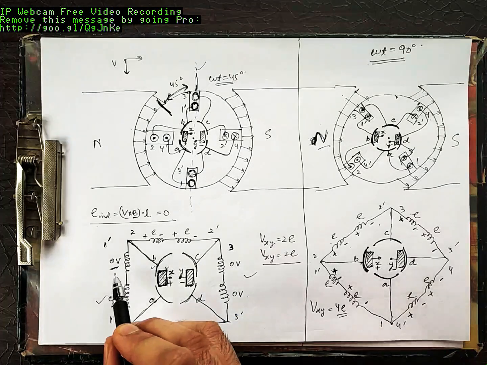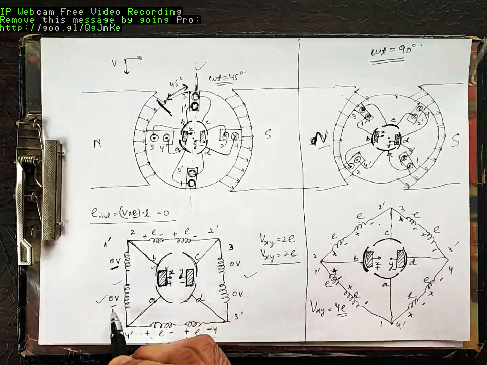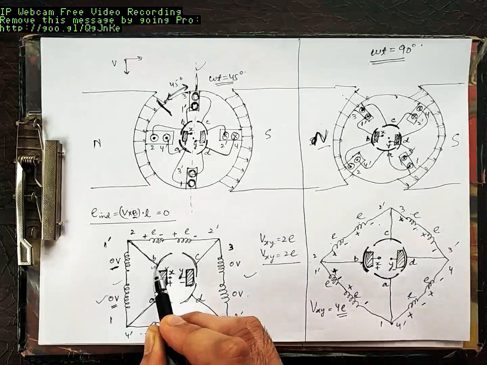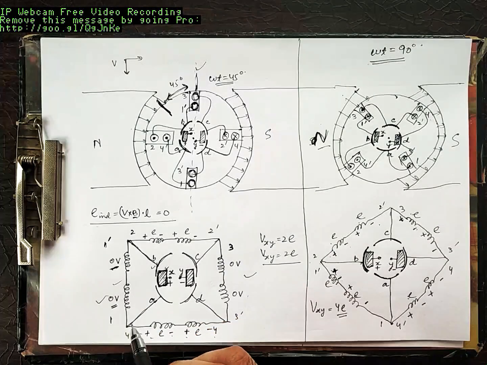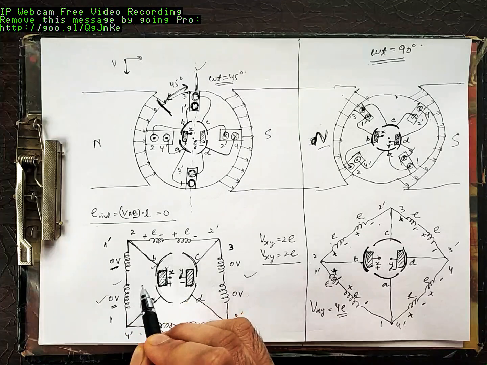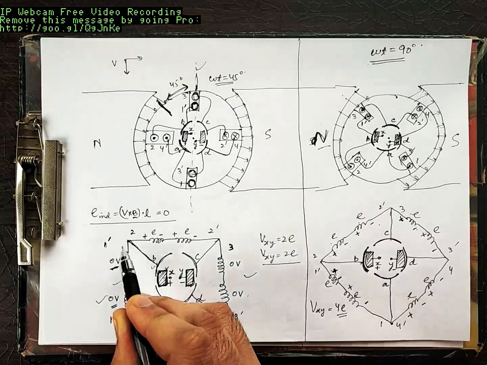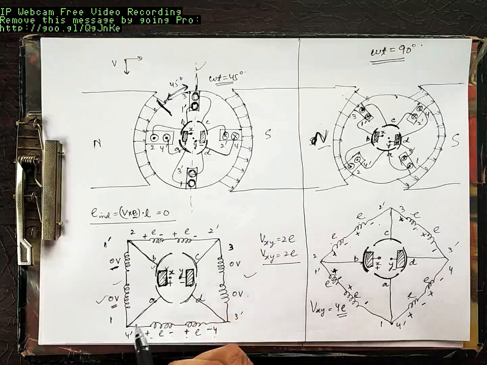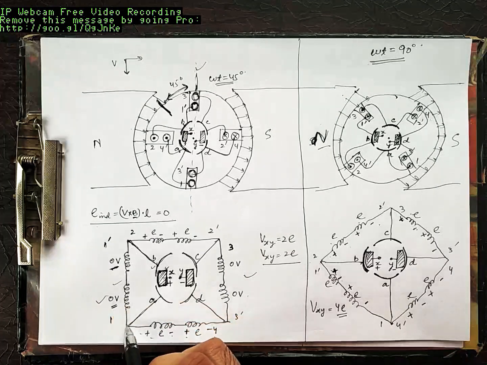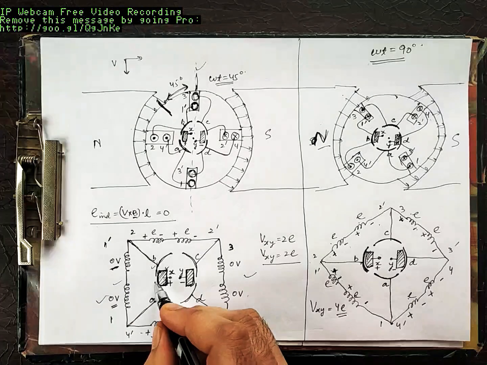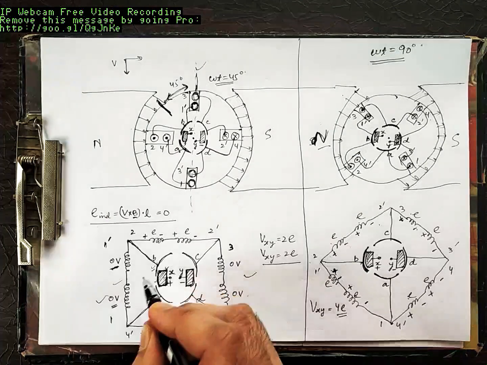But had there been voltage here and voltage here, and you are short circuiting it, there would have been a huge circulating current from 1 prime, B, A, and back to 1, which would have damaged the brushes, the commutator segments as well as the windings.